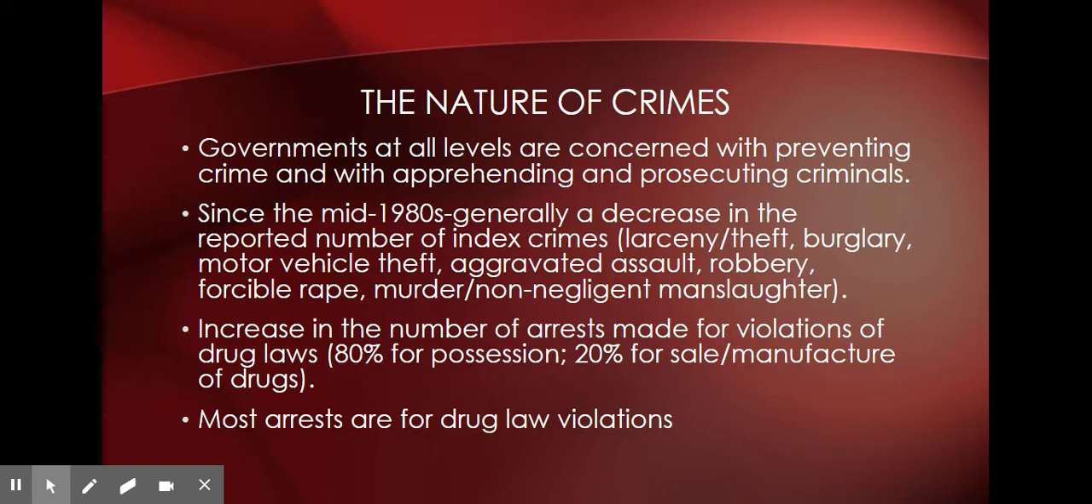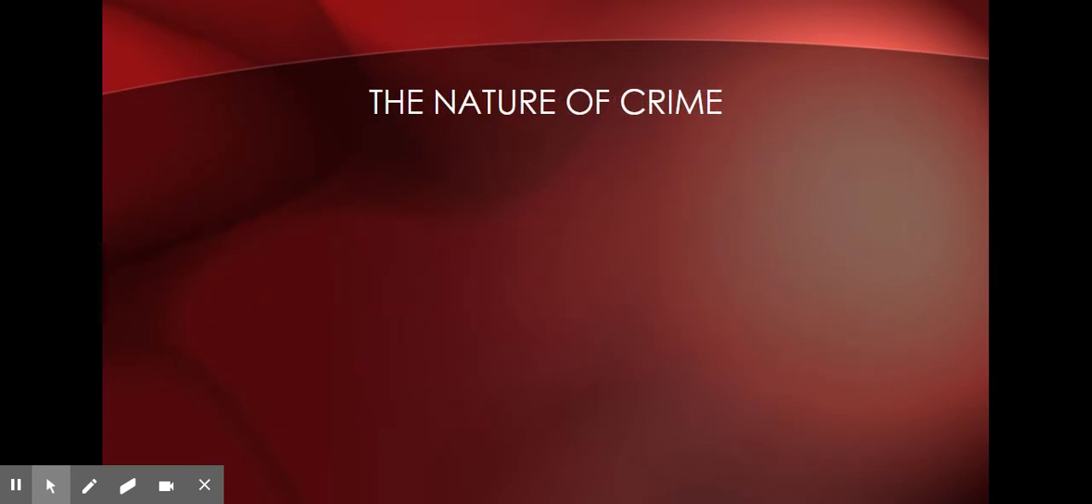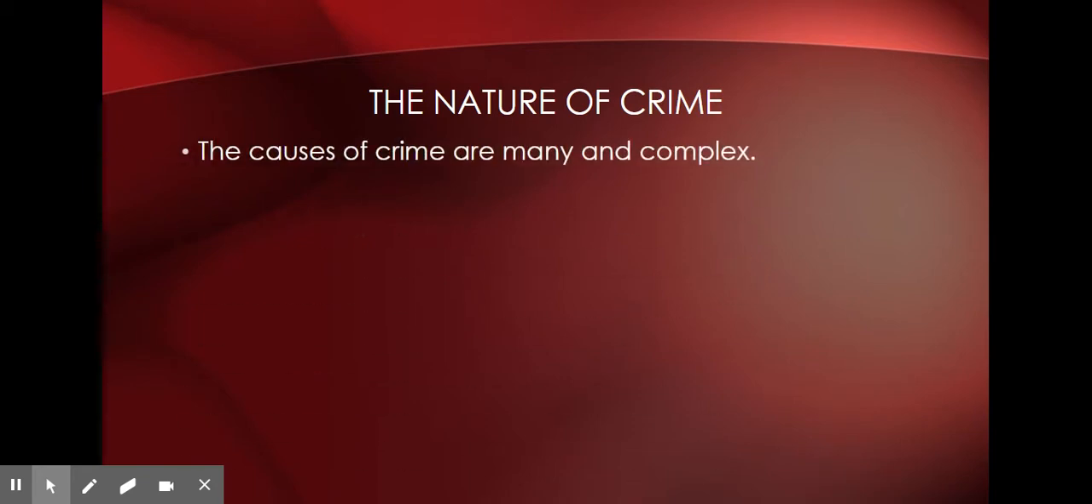Now, I want you to get down the first 3 points on the next slide. Again, when it comes to crime, the causes of crime are many and they are complex. Okay, you need to be sure you remember that. The causes of crime are many and they are complex. Because of that, they are controversial.